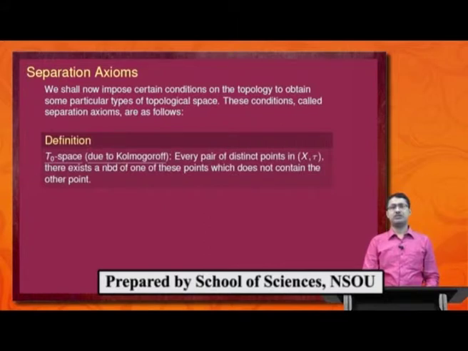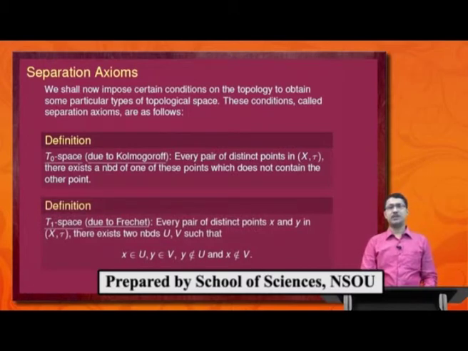That means Kolmogorov first introduced the definition of T0 space. What is that? For every pair of distinct points in (X, tau), there exists a neighborhood of one of those points which does not contain the other. And second definition, T1 space due to Fréchet.